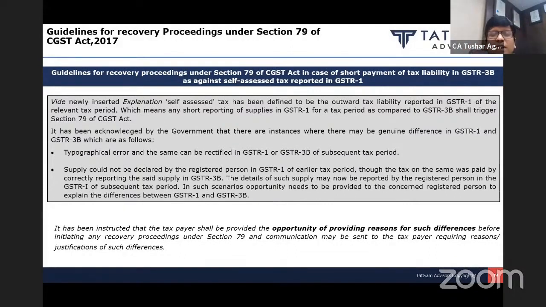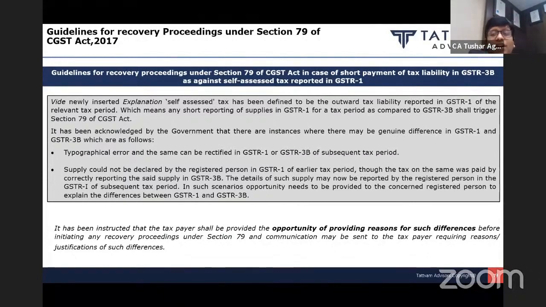So these guidelines specifically provide that whenever you find a difference between GSTR-1 and 3B on your screen, tax authorities should not go and start the recovery proceeding. Please give the taxpayer an opportunity to prove their reasons for the difference. If you find it satisfactory, okay. Otherwise, go and start recovery proceeding.